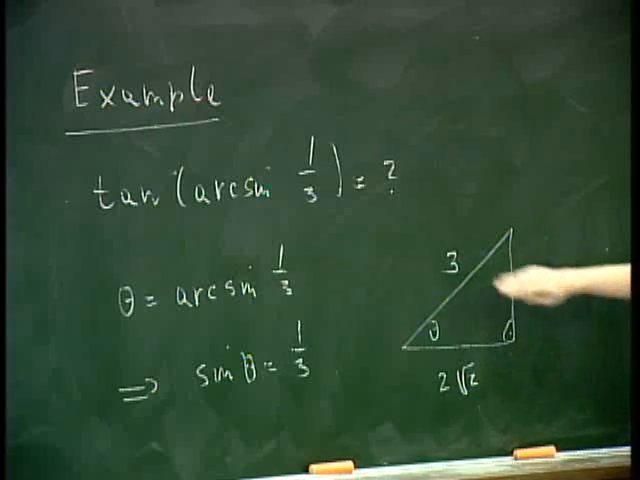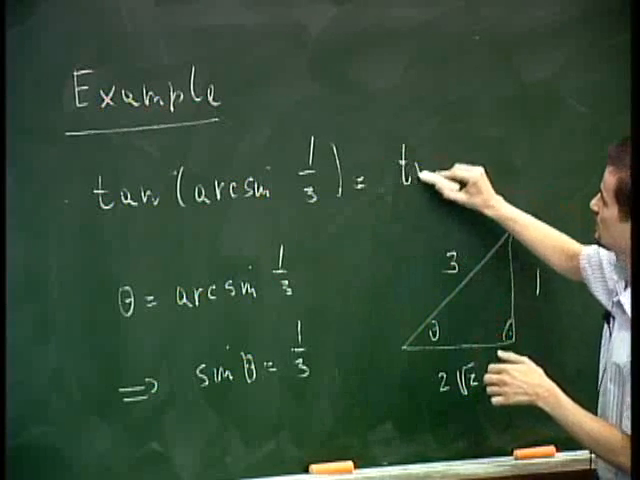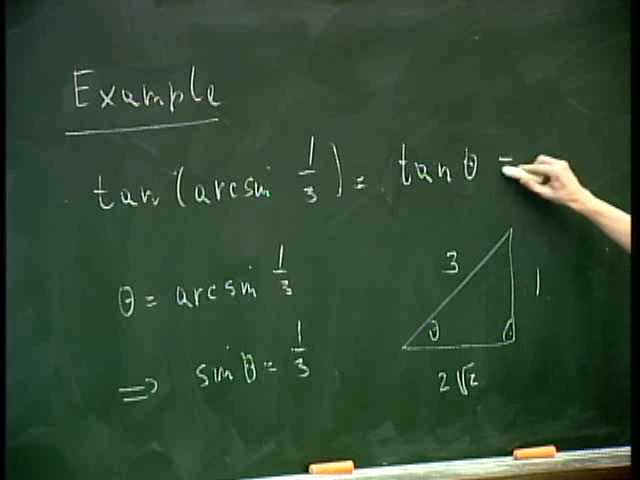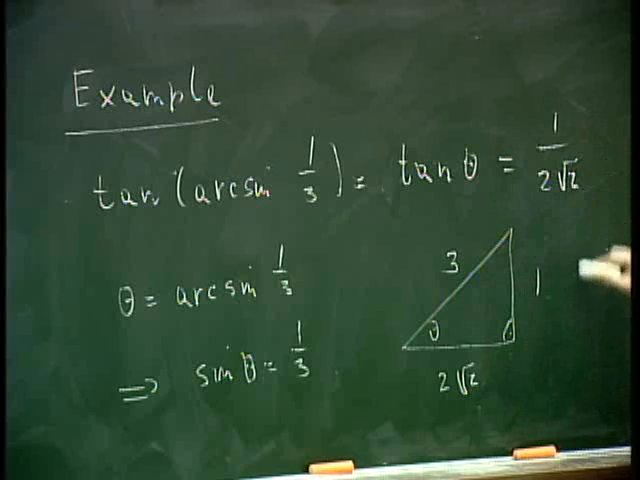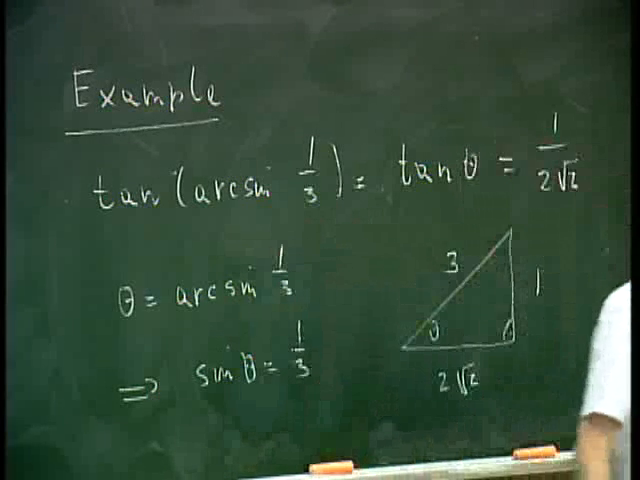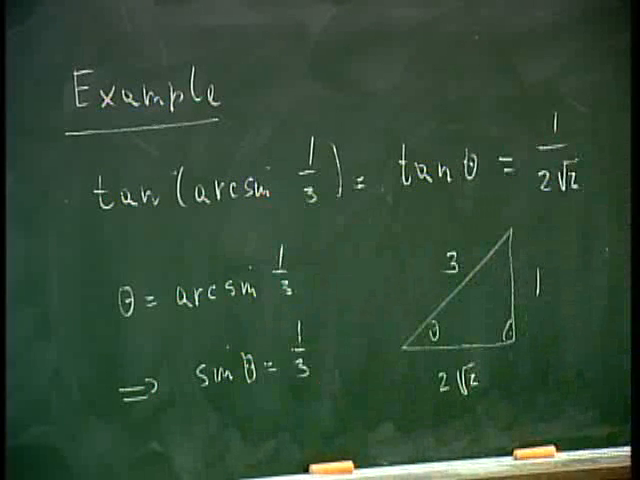And what you actually need is the tangent of theta. For the tangent, you know that it's this over this, so you immediately see 1 over 2 square root of 2. This is the easiest way to solve such an exercise. Of course, you could also use some relationships between trigonometric functions, but this is maybe more complicated.